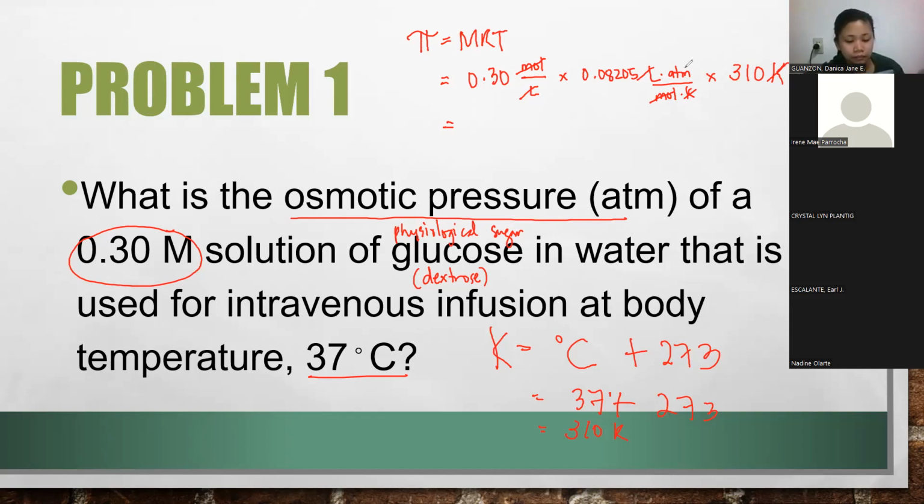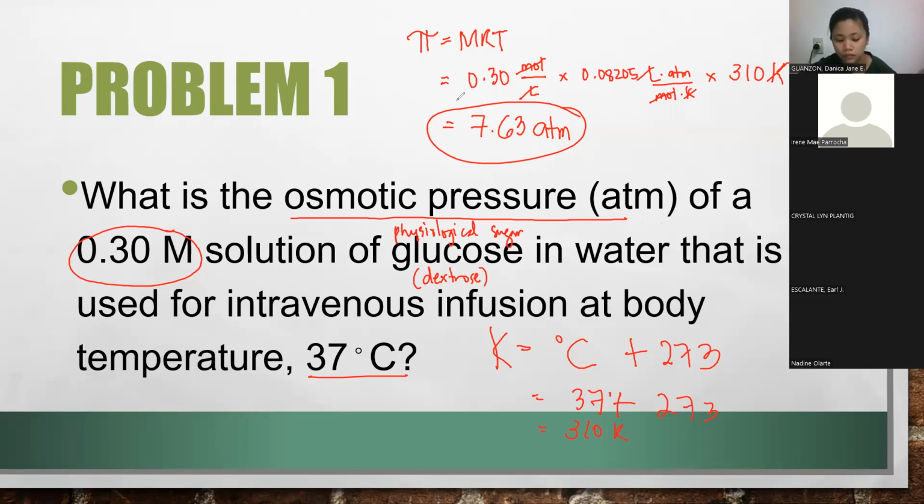So 0.30 times 0.08205 times 310, 2 decimal places. Yes, it's 7.63 atm. The osmotic pressure is 7.63 atm. This is the osmotic pressure of the prepared glucose solution to be infused intravenously at a body temperature of 37 degrees Celsius. Okay?